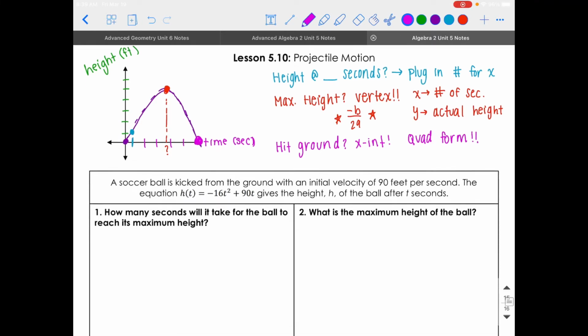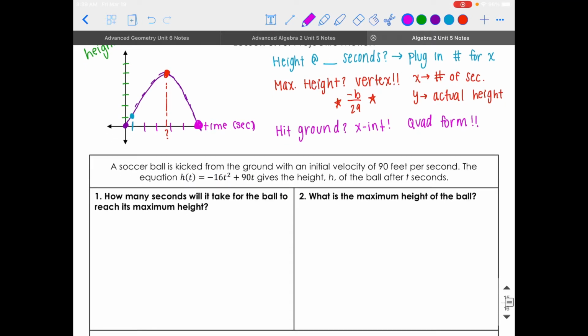All right, so let's do an example. A soccer ball is kicked from the ground, and it tells us the velocity. So that's important for these. If you kick it harder and faster, it's going to go higher than if you barely kick it. So the velocity is 90, and it gives us the equation. So we don't have to come up with the equation. That gives it to us.